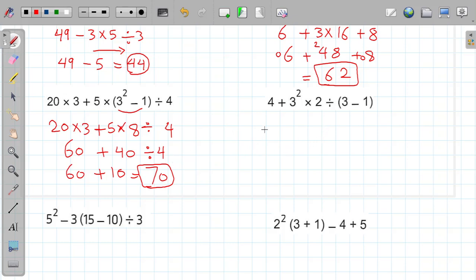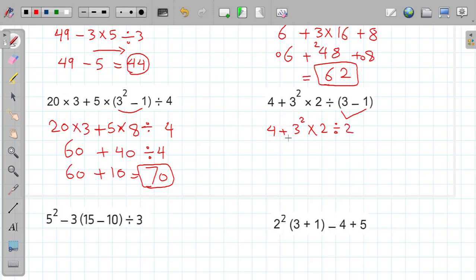Okay, the fourth one is 4 plus 3 to the second power times 2 divided by 3 minus 1. Okay, so first we do what's inside the parentheses. So 3 minus 1 equals 2. So we have 4 plus 3 to the power of 2 times 2 divided by 2.